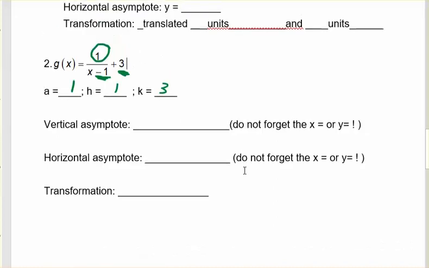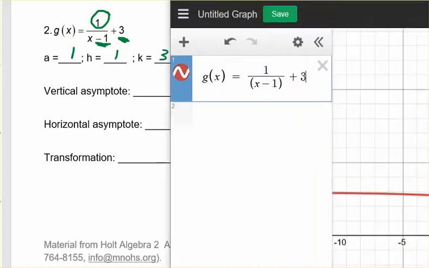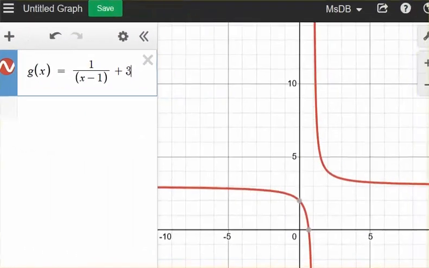Before I write these out, let's graph this. In Desmos, I'm going to open up Desmos, and I'm going to put in g of x is equal to 1 divided by x minus 1 plus 3. All right, let me show you that graph. So here is the graph.